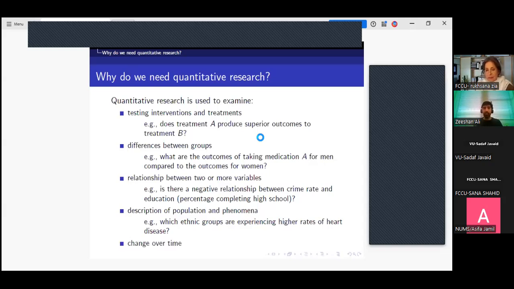And then sometimes we are interested to know about phenomena over time. For example, the voting behavior of different voters in a particular constituency from one election to another. So we can think of this as change over time. This is another aspect that we have to consider when we want to conduct quantitative research.